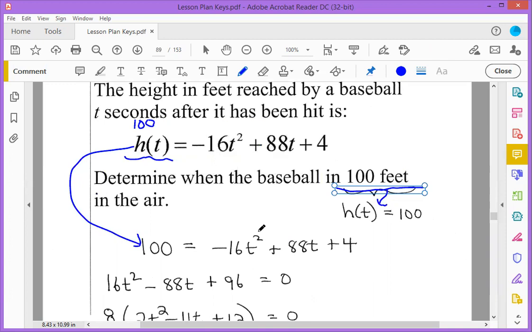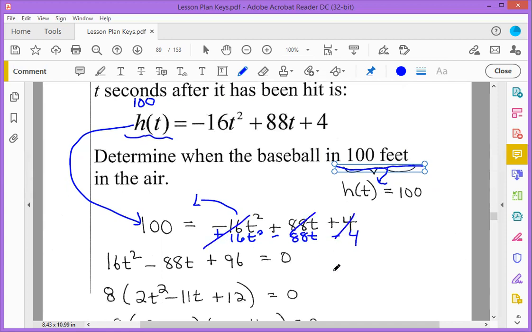Now what we need to do is collect all our terms on one side of this equation and set it equal to 0. Our leading coefficient is negative when it's on the right side of the equation. So we're going to add 16t squared, and every other term will be moving to the left side. So we're adding 16t squared, we're subtracting 88t, and we're subtracting 4. Now that'll cancel the terms from the right side of the equation and take them to the left side of the equation.